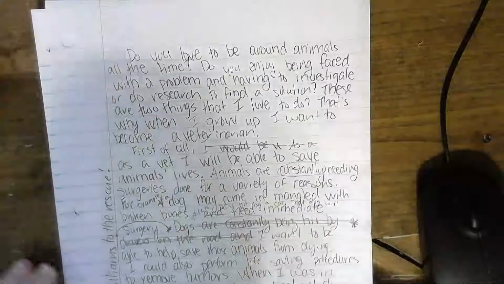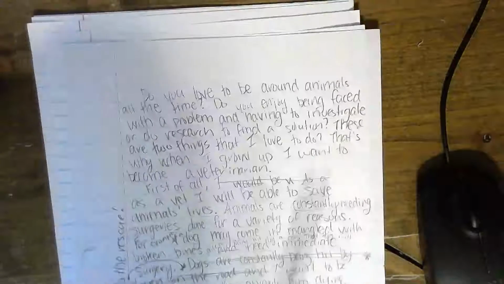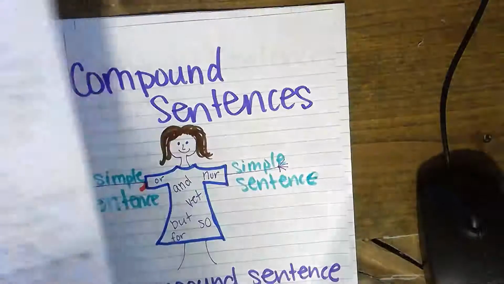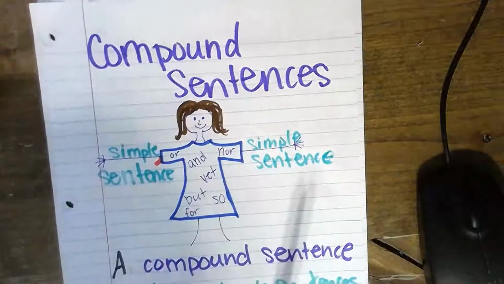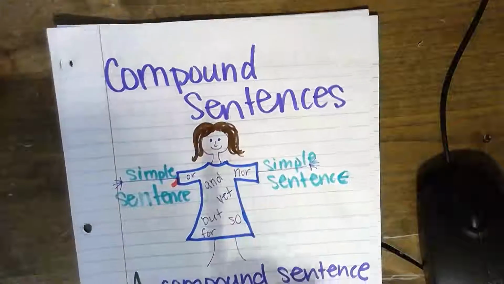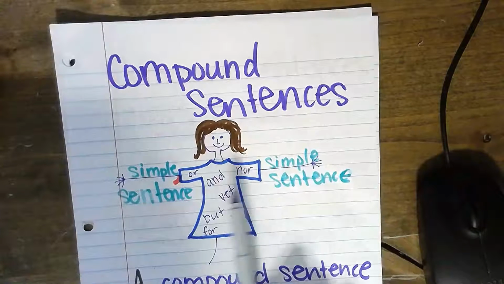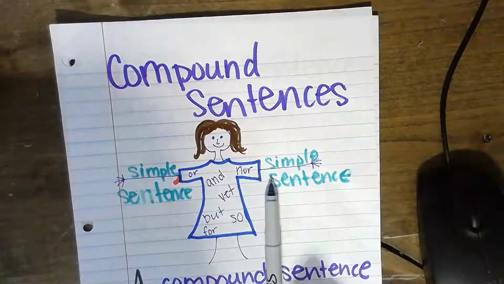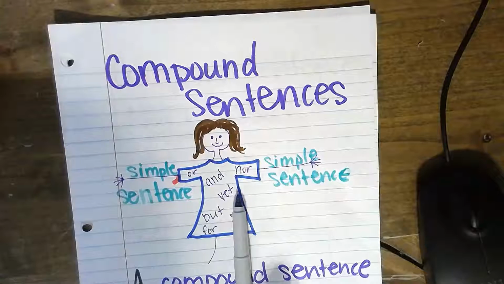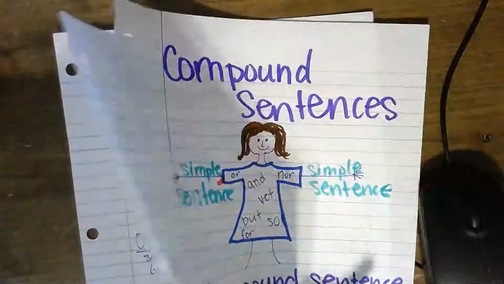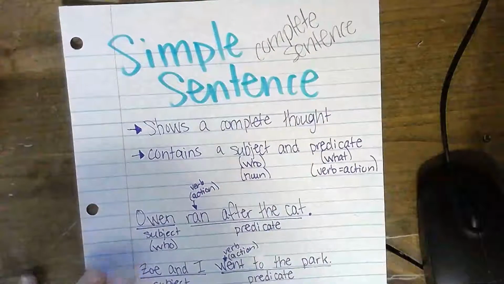So we're going to read over our essay and we're going to be thinking about where we can add in some compound sentences. Before I get started, I want to review really quickly what a compound sentence is. A compound sentence is two simple sentences connected together by using a conjunction. A simple sentence is just going to be a complete thought.